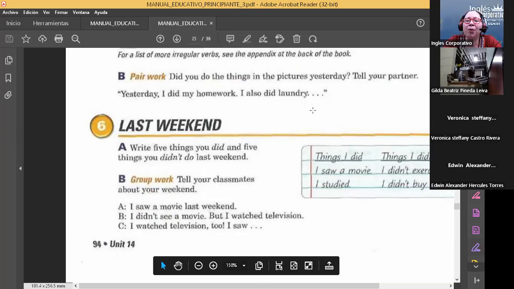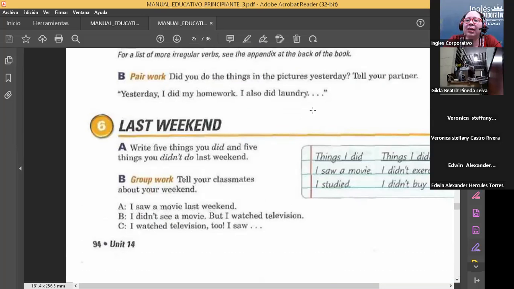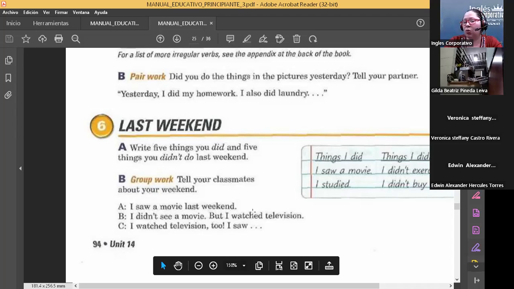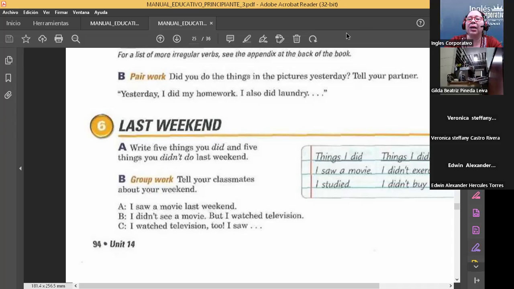Yo me pongo en silencio. Y ustedes comienzan a platicar, ¿ok? Vamos a ver. De lo que hicieron last weekend. Puede ser que alguien no vio una película, ¿verdad? Sino que vio otra cosa. Entonces, por eso, o hizo otra cosa, no solamente watch, ¿verdad? Pueden usar todos los verbos que acabamos de aprender. Vamos a ver. Me voy a poner en silencio. Pero por alguna razón me quita todos los controles de la vista. Vaya, vamos a ver. Me pongo en silencio.